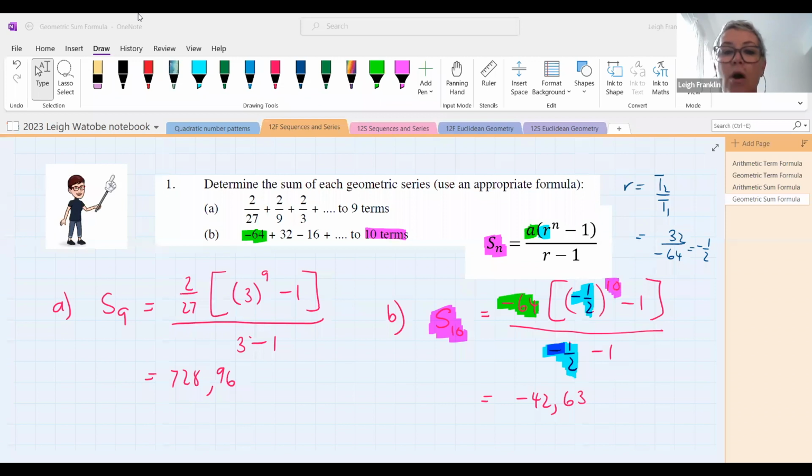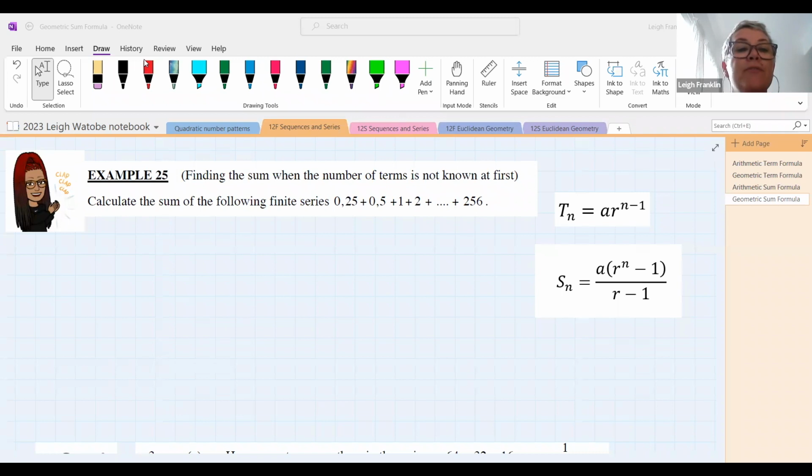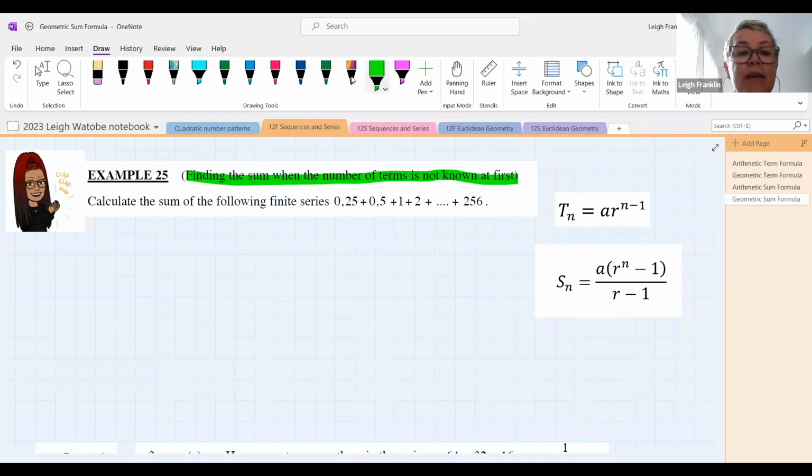All right, so let's go and have a look at the next example. Here we are finding the sum when the number of terms is not known at first. Very, very important. So let's have a look at what a question like that looks like for us. They say to us, calculate the sum. So again, they're implying that we have to use an SN formula of the following finite series. The word finite means that it comes to an end.